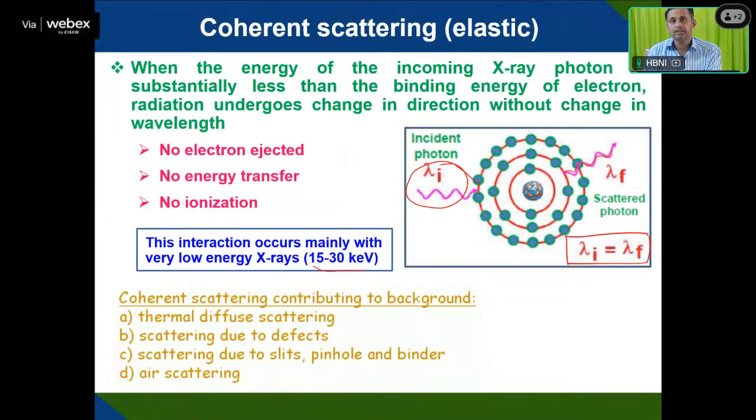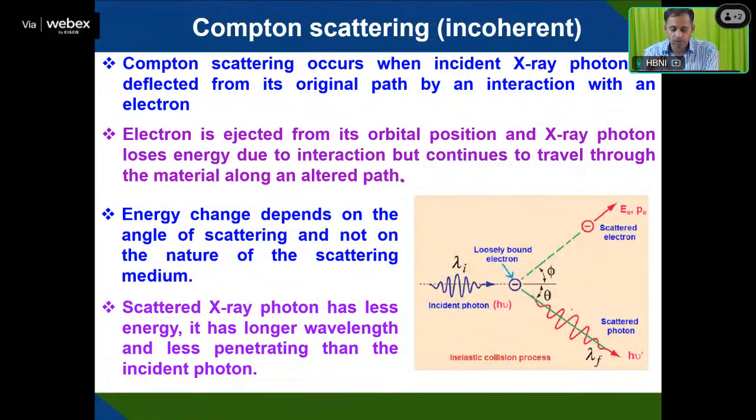These coherent scatterings, for example in X-ray diffraction analysis, in the XRD pattern, you may see some high background in some of the studies. The background radiation is mainly because of this coherent scattering. That can be thermal diffuse scattering due to defects inside the material, or scattering due to pinhole, slit, or binder that you use in sample preparation, or the slit width that you vary during measurement, or air scattering. Those types of scattering, mainly elastic or coherent scattering, only give rise to background radiation.